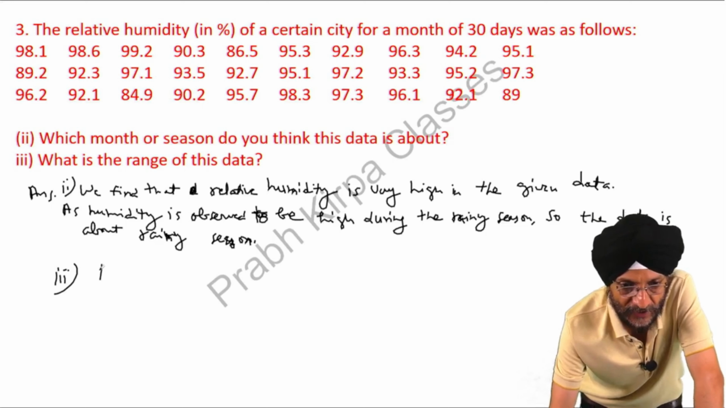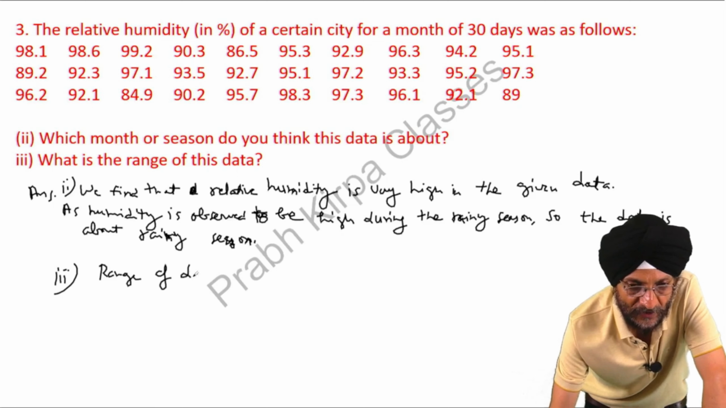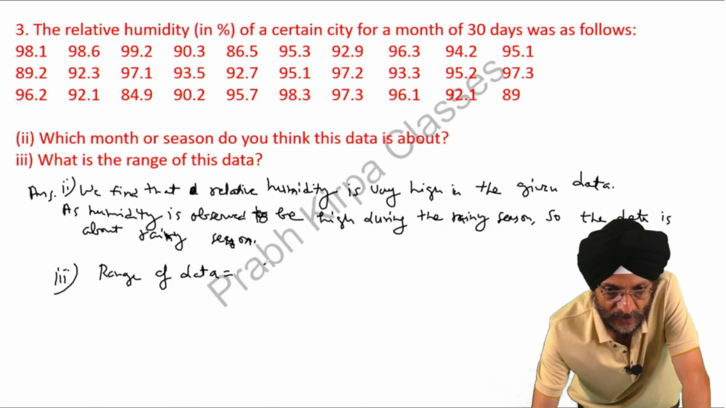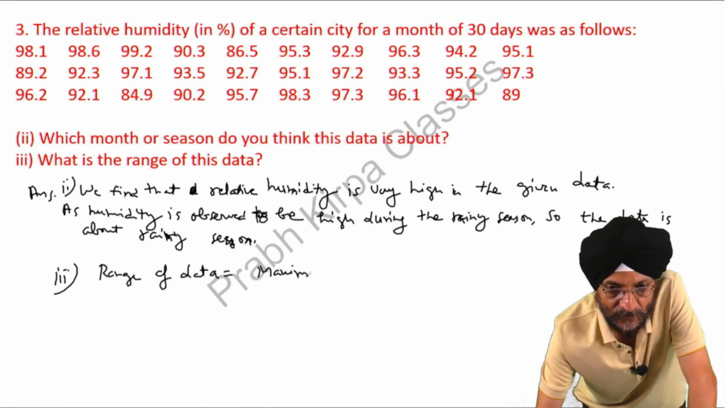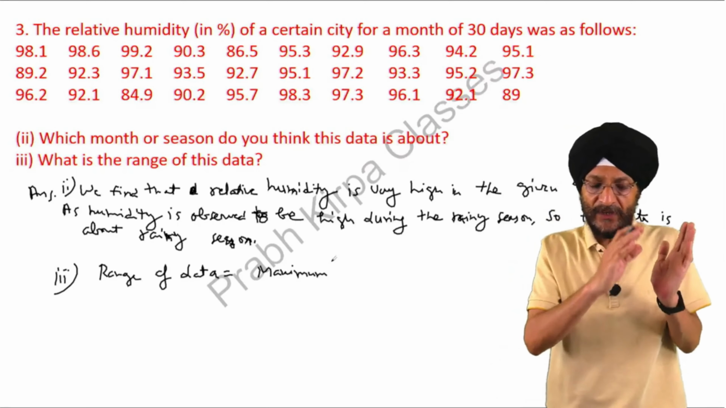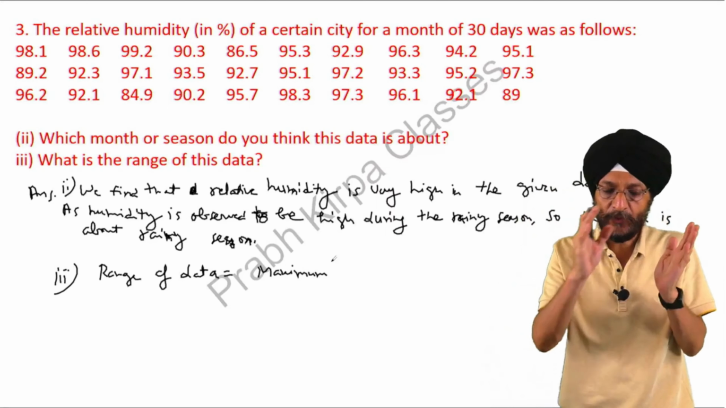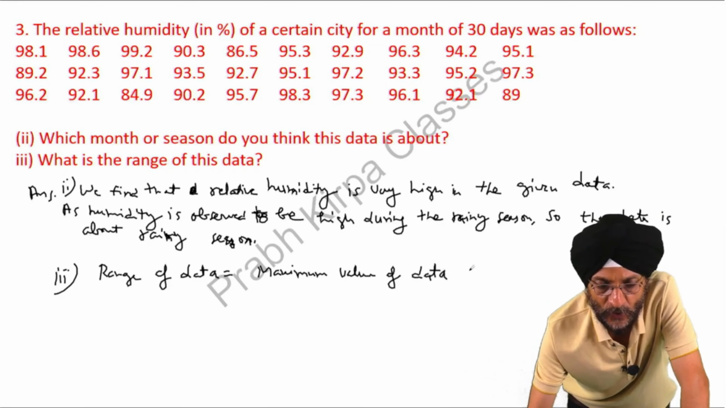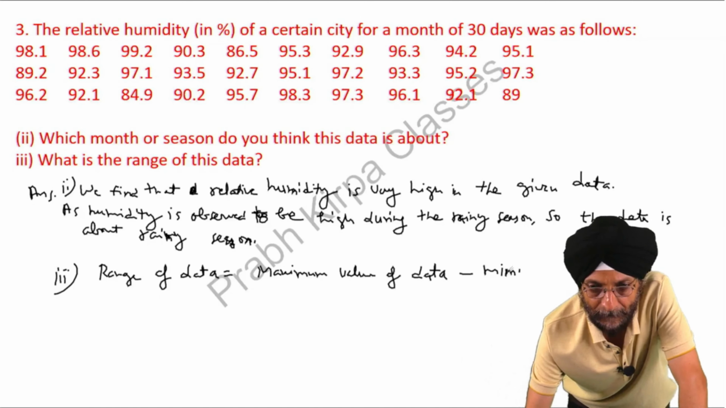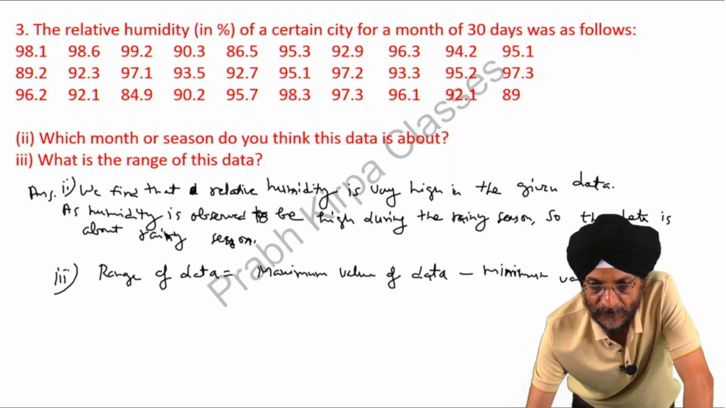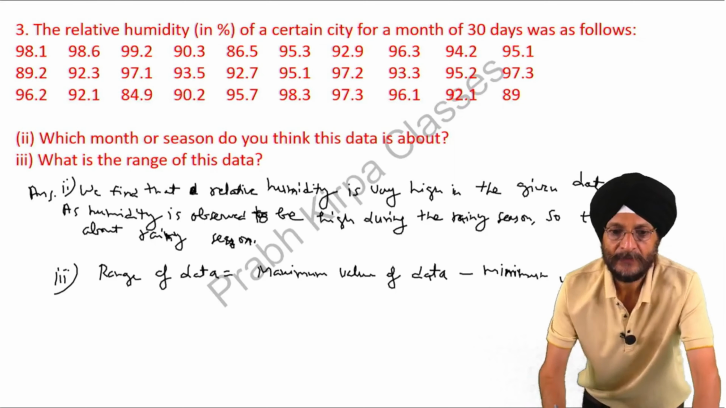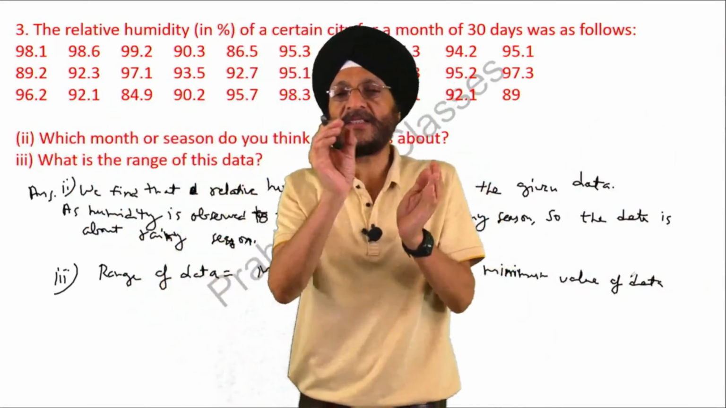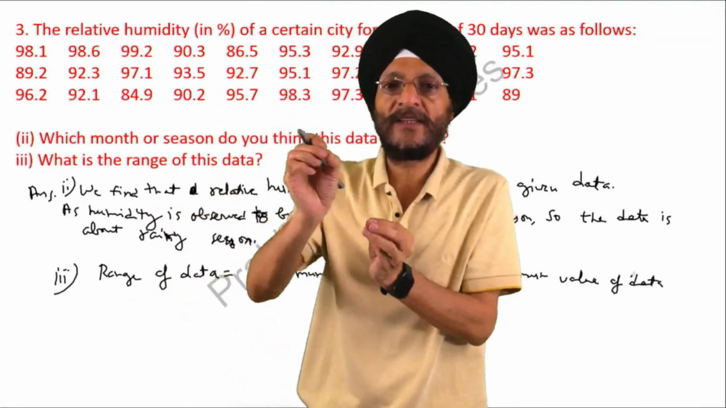To find out the range of the data, we will have to subtract the minimum value from the maximum value. So first we will write the maximum value of data, and from that maximum value we will subtract the minimum value of data. Suppose the range is say 0 to 5, we will say that 5 minus 0, the range is 5. If the range is 5 to 10, we will reduce 5 from 10 and the range will be 10 minus 5, 5.